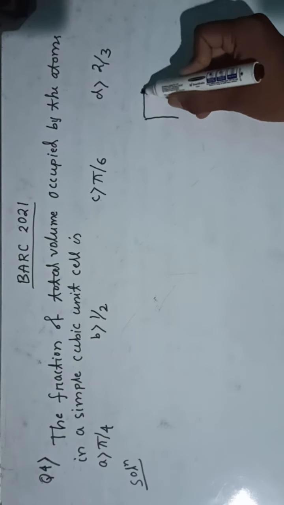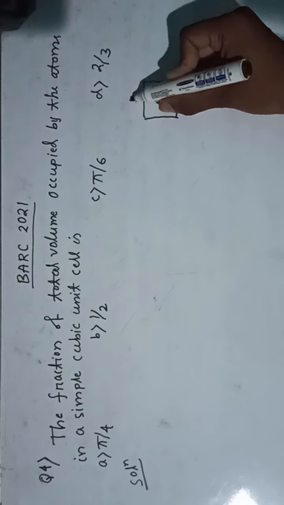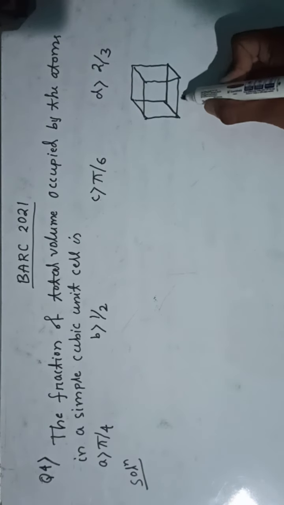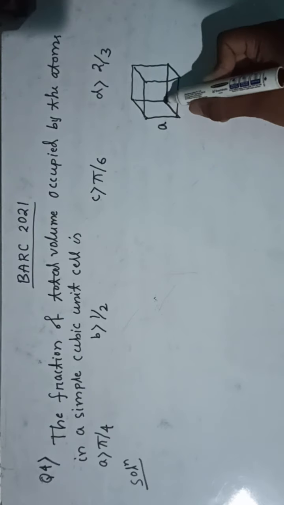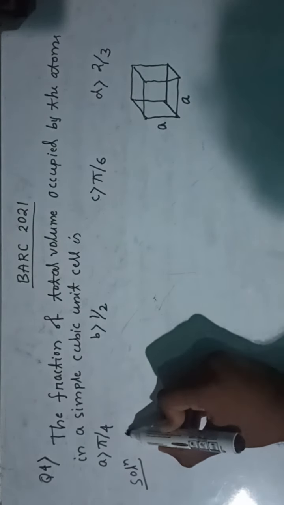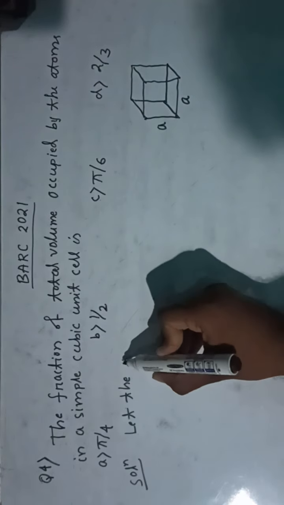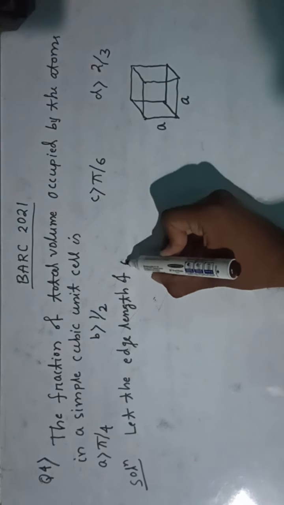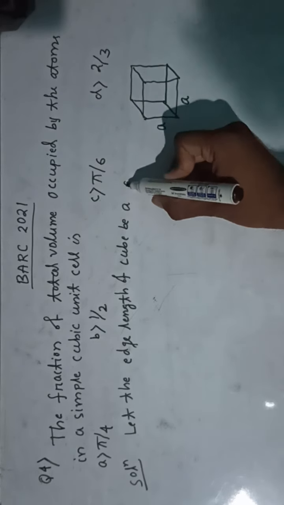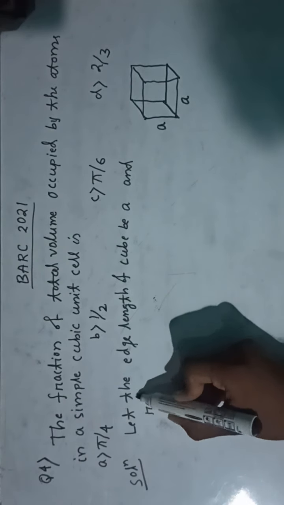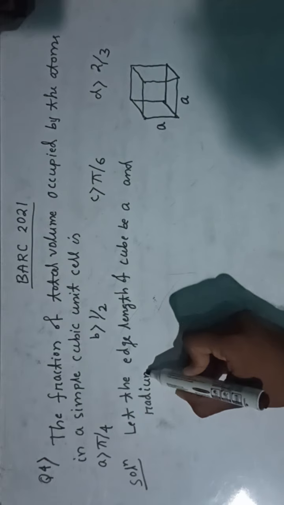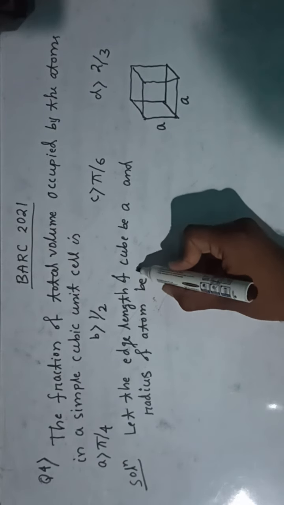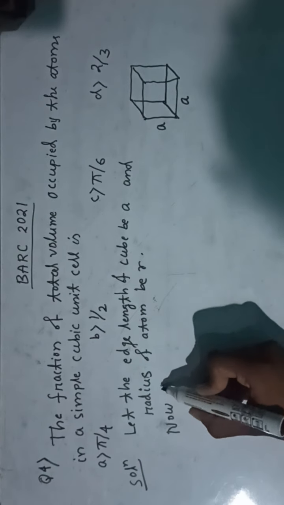First we will consider a cube. You all know the cube. A cube has 6 faces. Let the edge length of the cube be a and the radius of the atom be r.